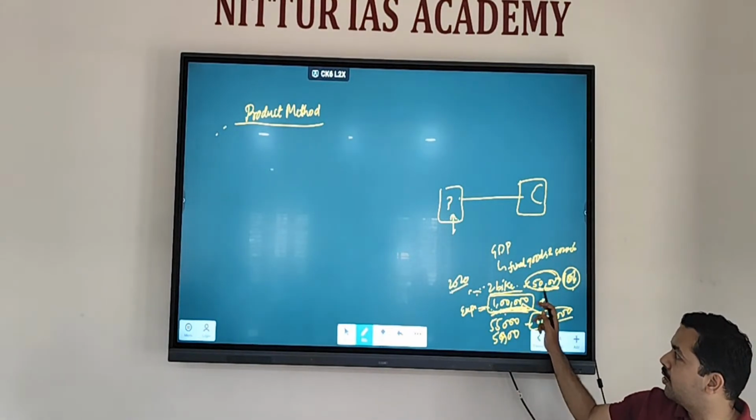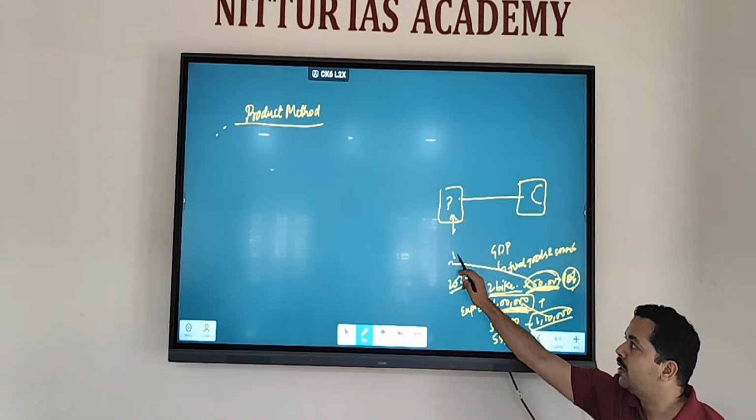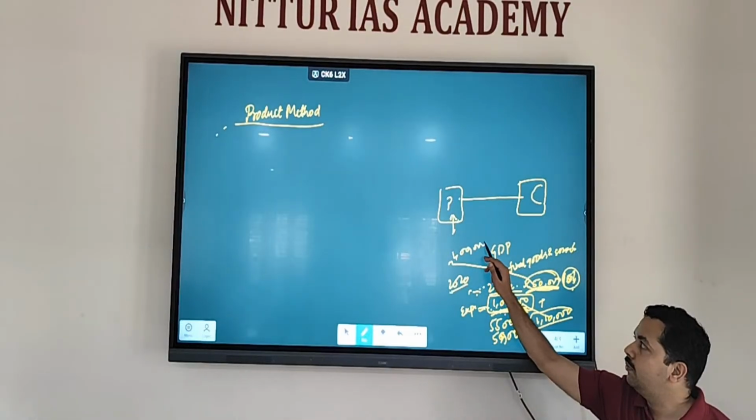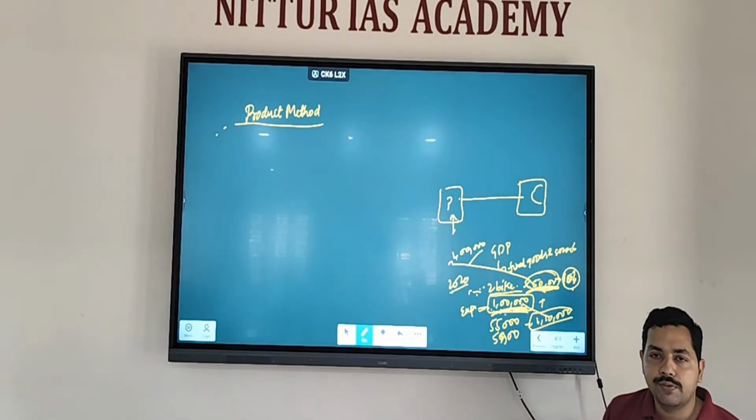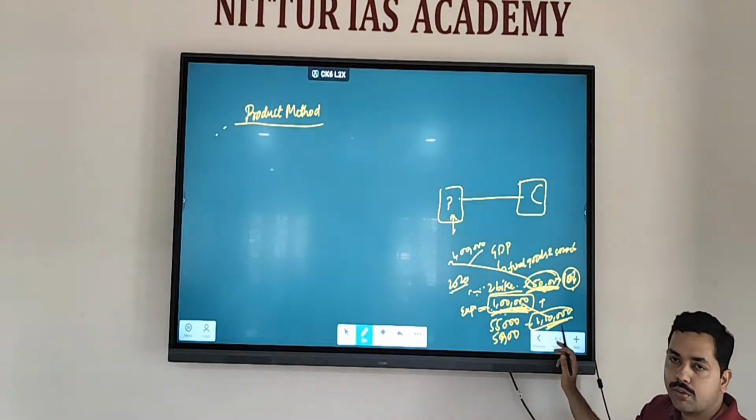So what is the product cost? In the product method, what is the GDP coming? 1 lakh, because the value of these products is 1 lakh. But in the expenditure method, what is coming?